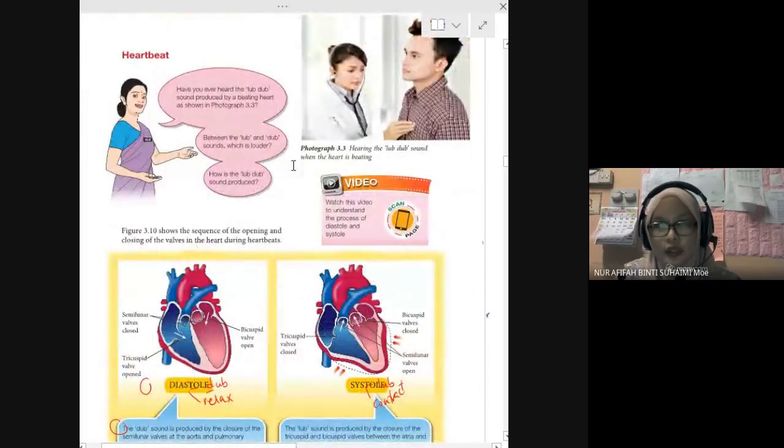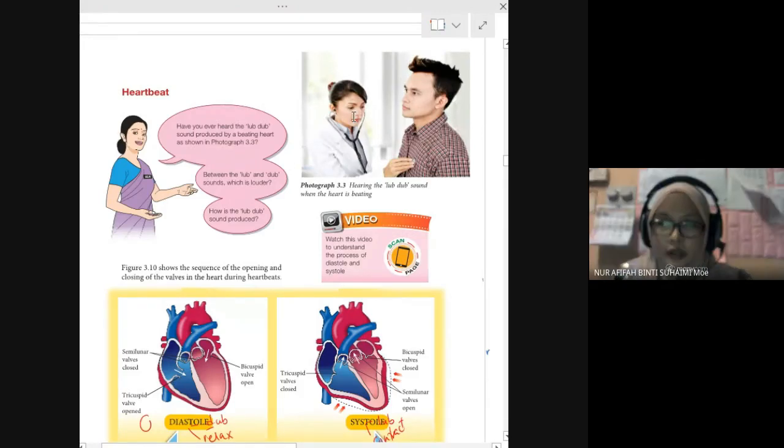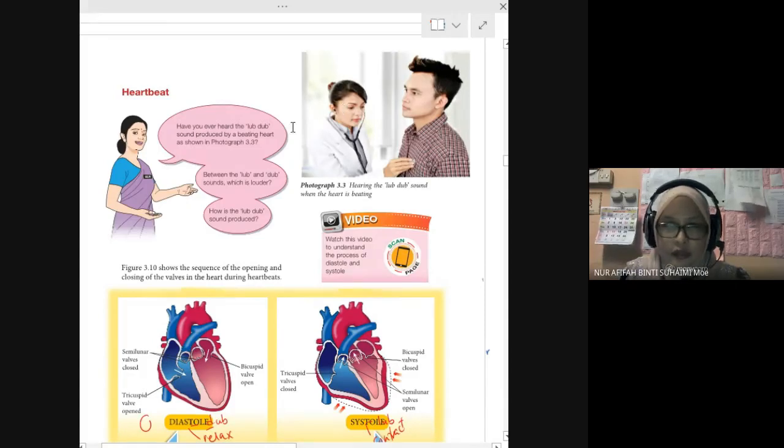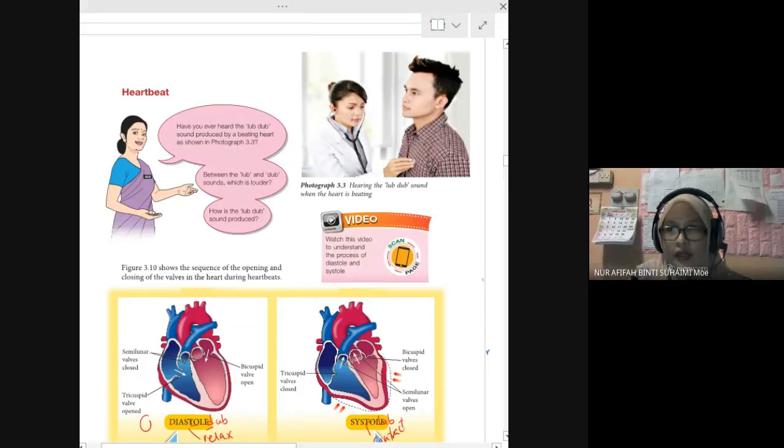Okay, now we go to the heartbeat and pulse rate. When the doctor uses the stethoscope to hear the sound of your heart, you can hear the lub-dub sound. Have you ever heard the lub-dub sound produced by a beating heart? We can only hear it using a stethoscope, which we use to detect your heartbeat, to hear the beating of your heart. Between the lub and dub sound, which is louder? And how is the lub-dub sound produced?